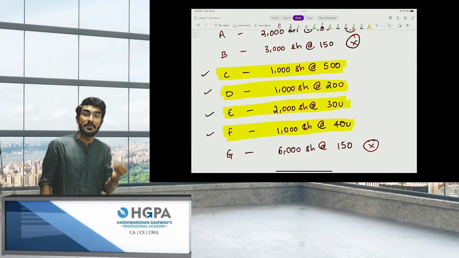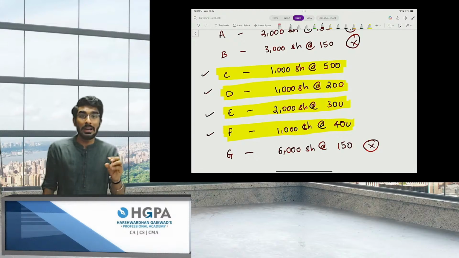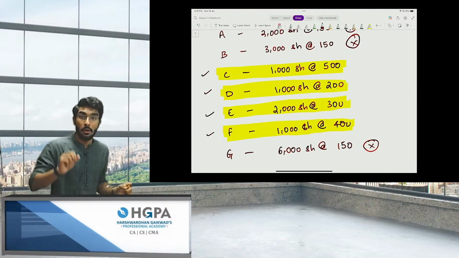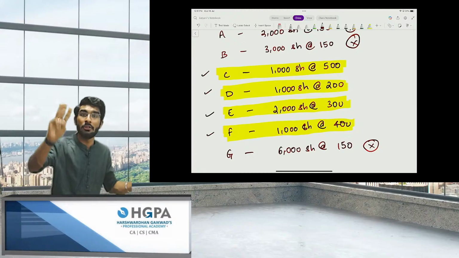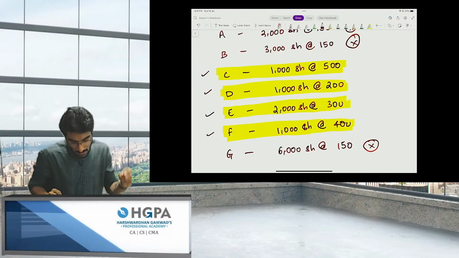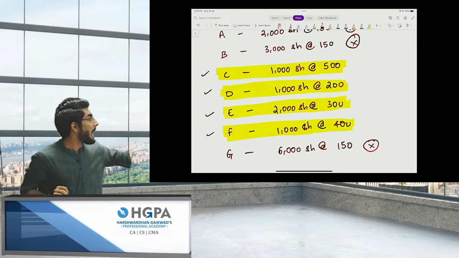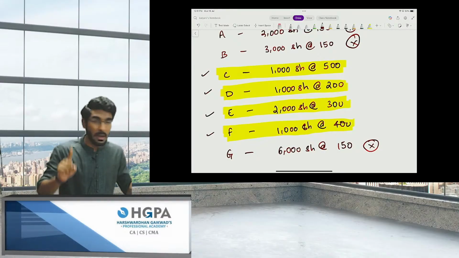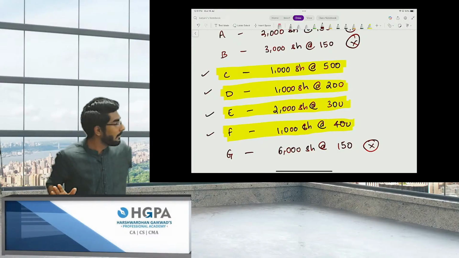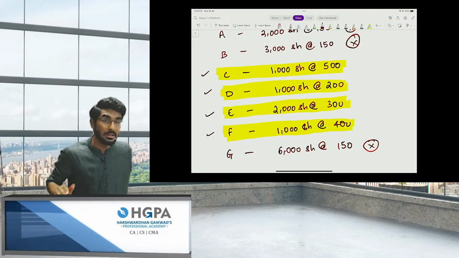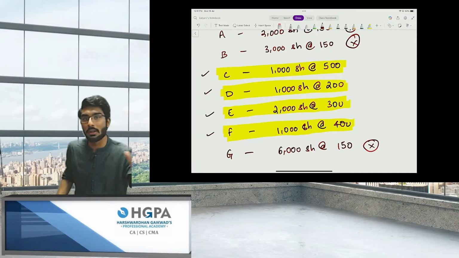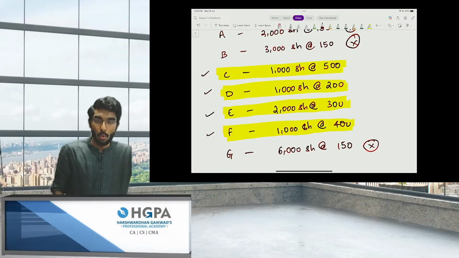Now, F is willing to buy 1000 shares at 400 rupees. Now, remaining 3000 shares are remaining. Then we'll come to E. E is going to purchase 2000 shares at 300 rupees. Now, remaining, 1000 shares are remaining. Now, we will give to D. Why? Because he is the next person who has quoted the maximum price, that is 200 rupees.